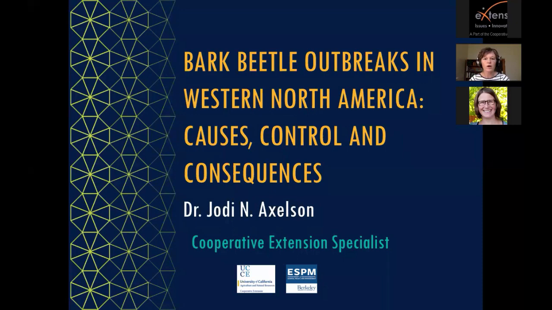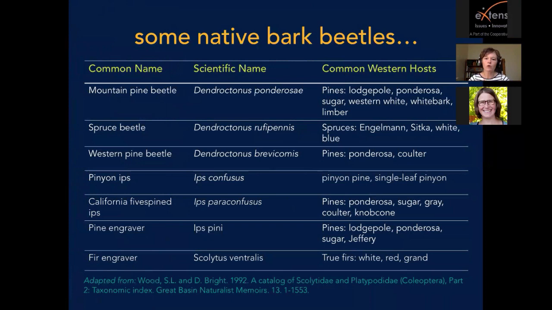This is just a fairly brief list of some native bark beetles in Western North America that are capable of having large landscape-level outbreaks. There are a lot on the list that are active in the forests all of the time in an endemic situation, but these are the ones we know really well. Mountain pine beetle, a beetle that's been in the news a lot between outbreaks in British Columbia, Montana, Idaho, Colorado, as well as spruce beetle. These two are the big eruptive beetles that we really think about impacting enormous amounts of the landscape. On the right-hand side of this table, we have some of the common hosts of these insects.